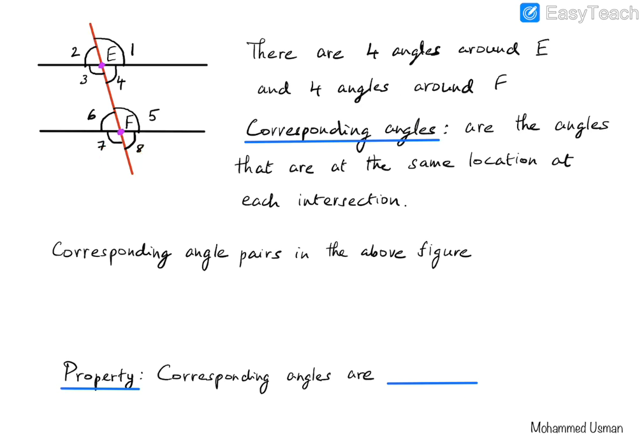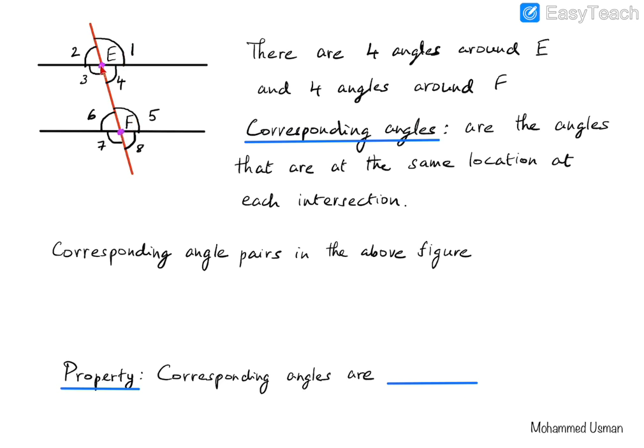Now, between all these numbered angles, angles 1, 2, 3, 4 and angles 5, 6, 7, 8, there are certain relationships and there are certain names for certain pairs of angles. Okay, so first of all, the first definition is what we call the corresponding angles. The corresponding angles, in a figure where a transversal is cutting two parallel lines, are the angles that lie at the same location of the intersections. So for example, angle 1 and angle 5 are called corresponding angles because they lie at the same location of the intersection points E and F.